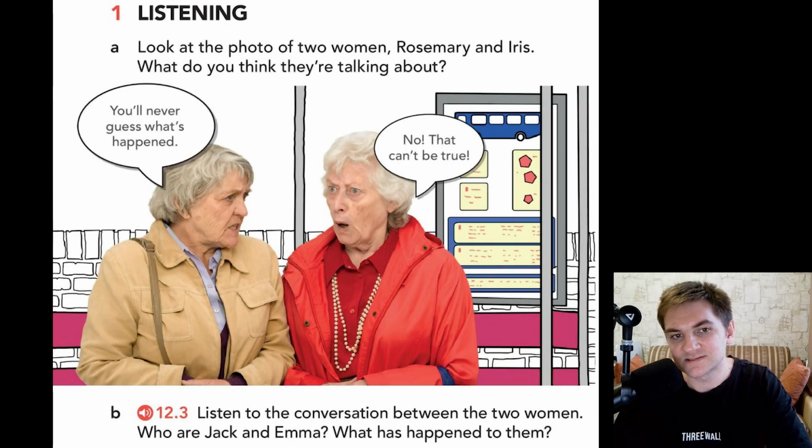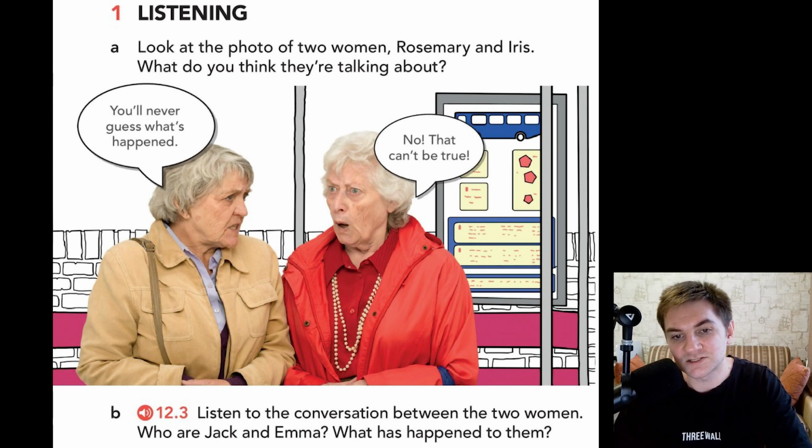Number 1. Listening. Part A. Look at the photo of 2 women, Rosemary and Iris. What do you think they're talking about? You'll never guess what's happened. No, that can't be true. There are 2 ladies talking about something. Actually, you can never guess, so let's skip this part and move on to part B.